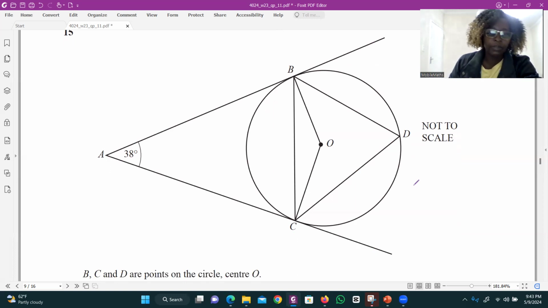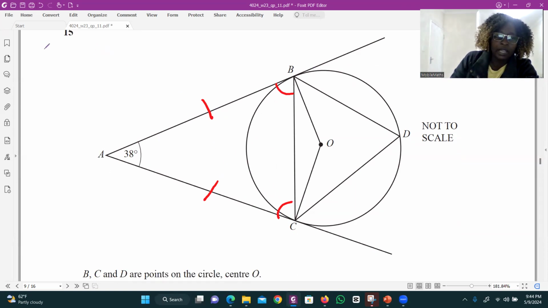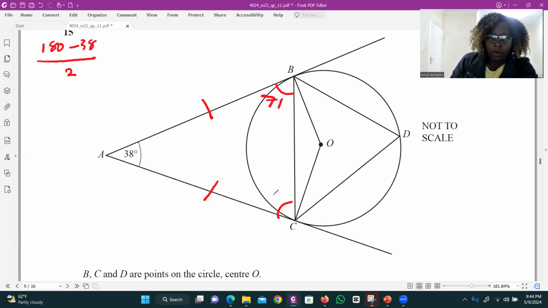Number 15, I have this angle here, 38. If you see these are tangents, okay? Then if they are tangents, it means these sides are equal. It's an isosceles triangle. So the angle here and the angle here are equal. So I'm gonna say 180 degrees minus 38 degrees divided by 2. If I do this, I'm getting 71. So here it's 71. Also here it's 71. Fine. Then there's another thing that I can use.